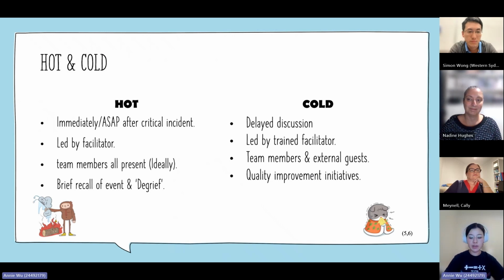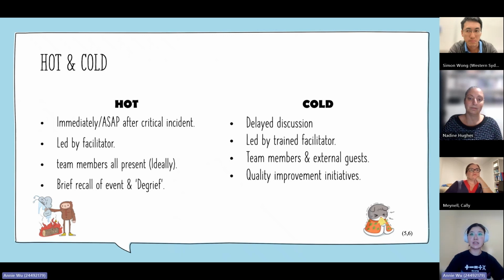All right, a bit more on hot and cold debriefing. This is more so about when you do it. This occurs at various stages following the incident. So hot is immediately after, led by a facilitator. They may not be trained, but preferably trained. Could be somebody like the consultant that led the resus. And hopefully everybody is present at that time. So this is a brief recall of the event and debrief. So talk about our feelings, talk about what's happened in the event.